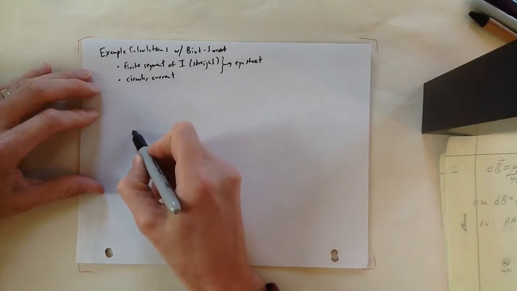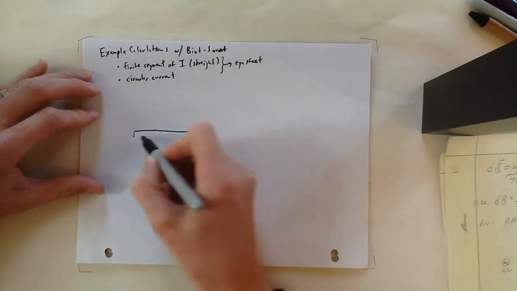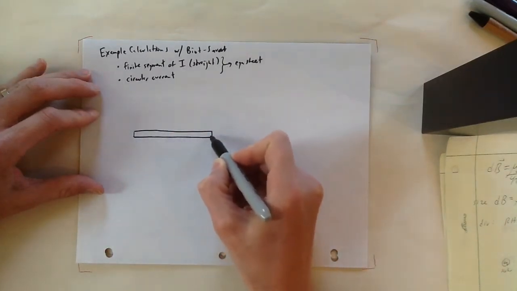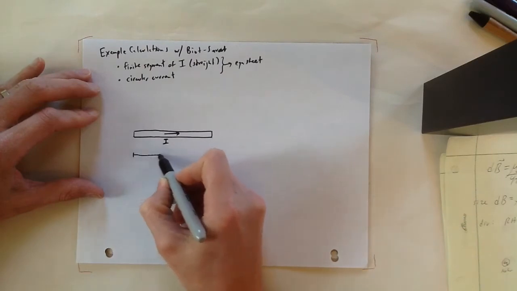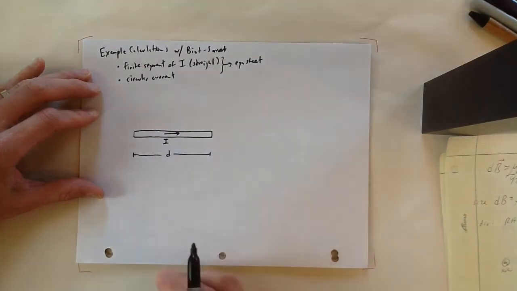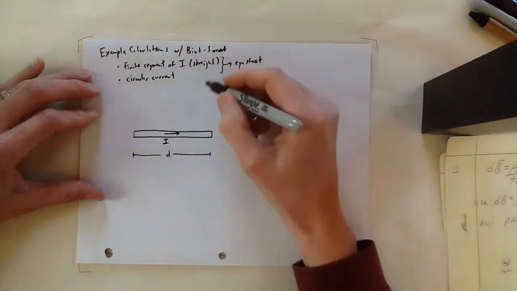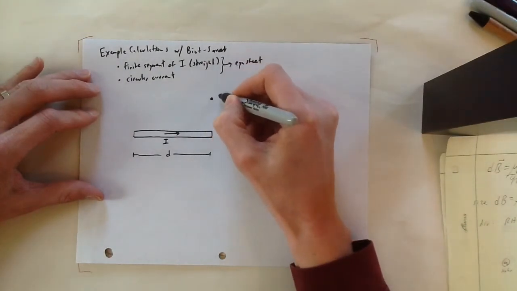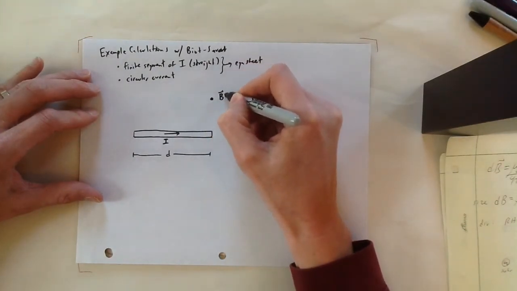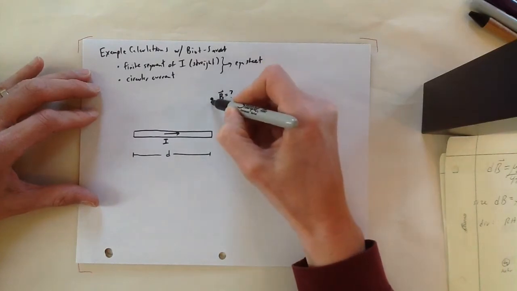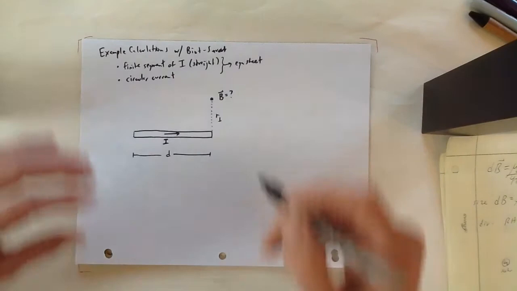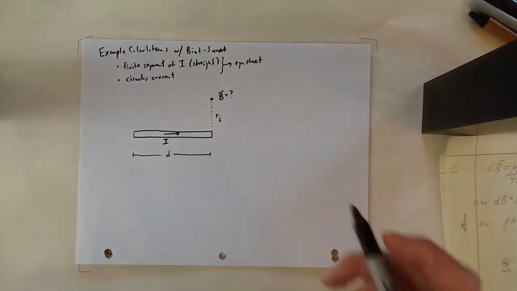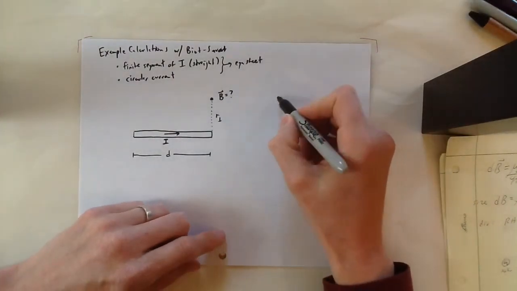So first of all, let's go ahead and start. Here I have a finite segment of wire. It's going to have a current I running through it. It's going to be of total length D. And I'm going to ask, what is the magnetic field up here? So I'm above the end, and I'll call my distance above the end R perpendicular. And let's take a look at how to do this.